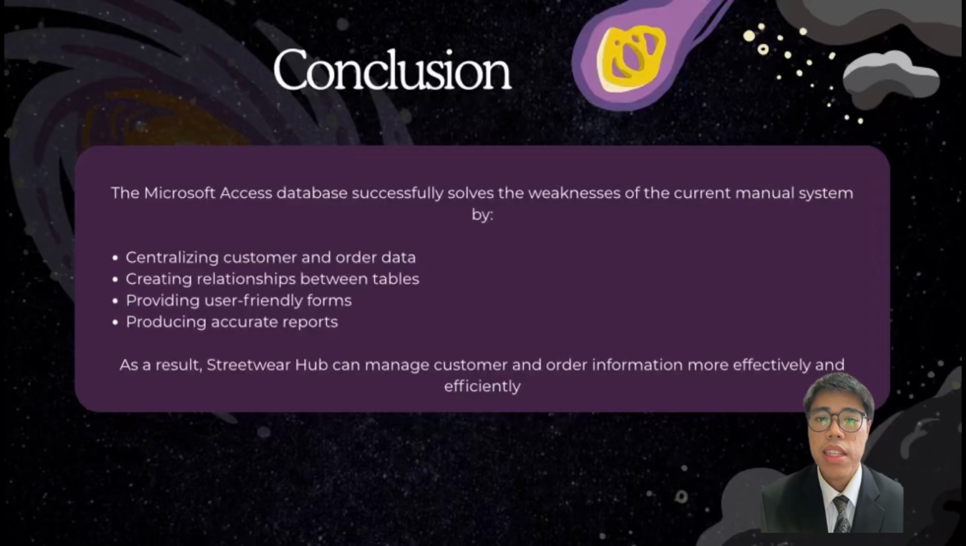The Microsoft Access database successfully solved the weaknesses of the current manual system by centralizing customer and order data, creating relationships between tables, providing user-friendly forms, and producing accurate reports. As a result, Streetwear Hub can manage customer and order information more effectively and efficiently.